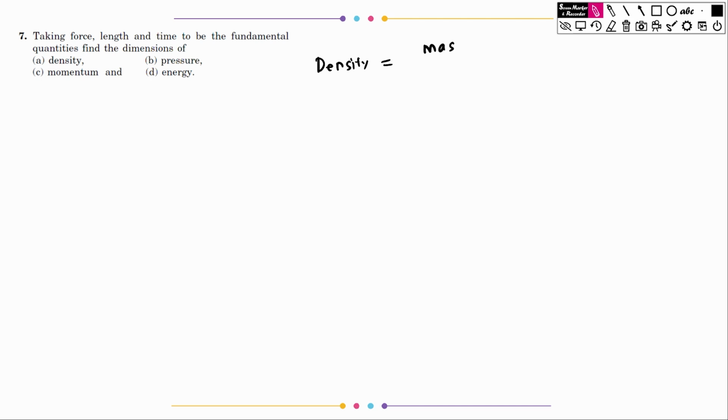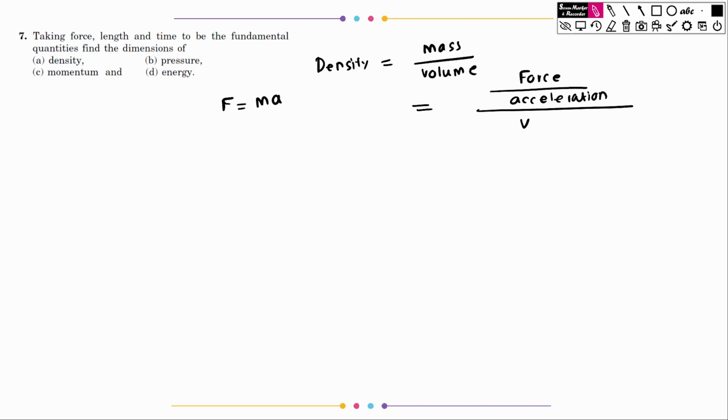is mass divided by volume. And from Newton's law, we know force is equal to mass into acceleration. Therefore, we can write mass as force divided by acceleration divided by volume. Now we have to write the dimension.